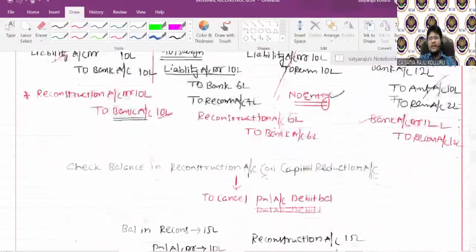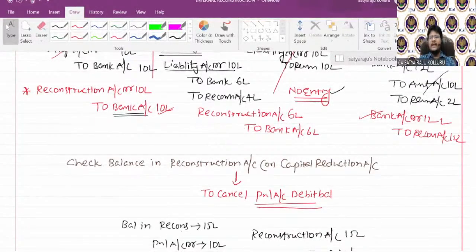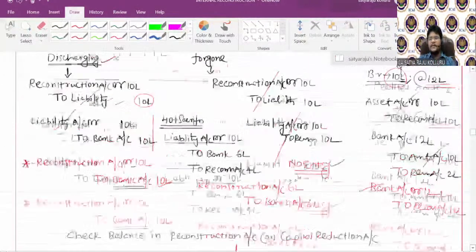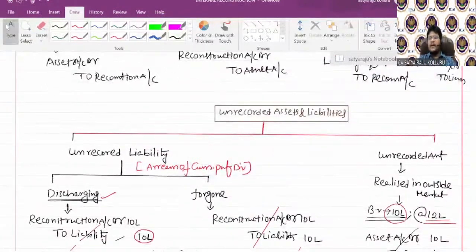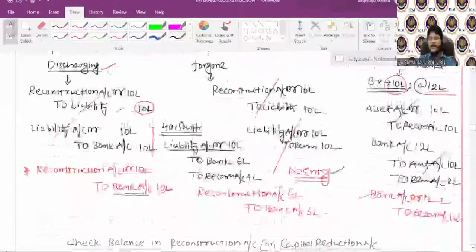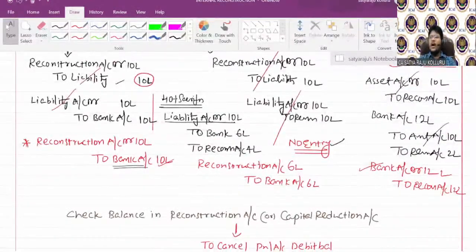We already saw the conclusions part. That's why I am only telling the conclusive journal entries. Next, coming to unrecorded asset, if it is realized in the outside market, the journal entry is bank account debit to realization account at the realized value. Or if you are getting equity shares of another company, whatever thing you are getting, that account is debited to reconstruction account at the realizable value.